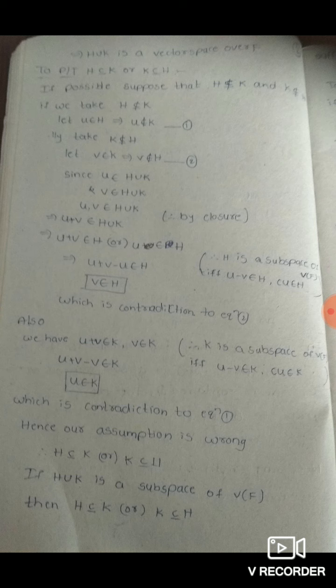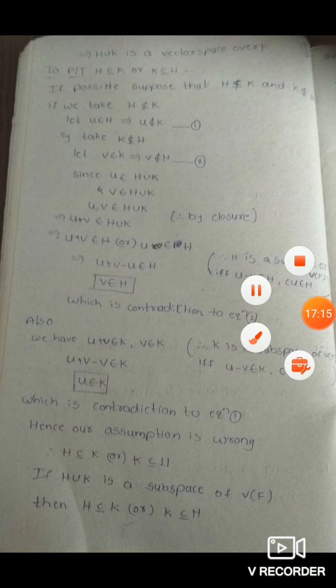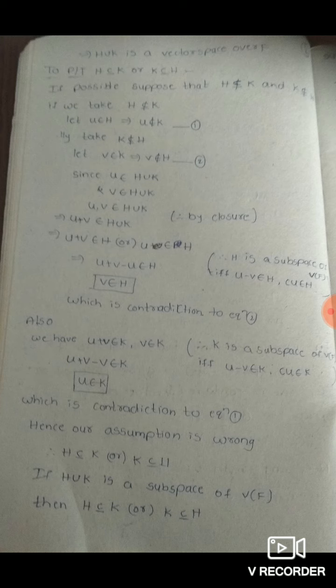Therefore H is a subset or equal to K, or K is a subset or equal to H. If H union K is a subspace of V of F, then H is a subset or equal to K, or K is a subset or equal to H. That is, one is contained in the other.